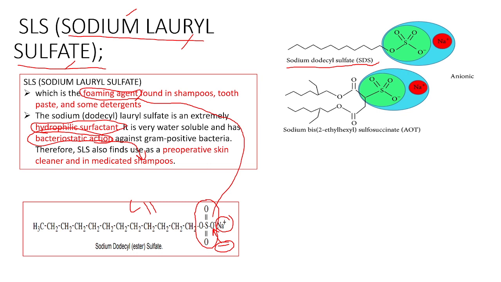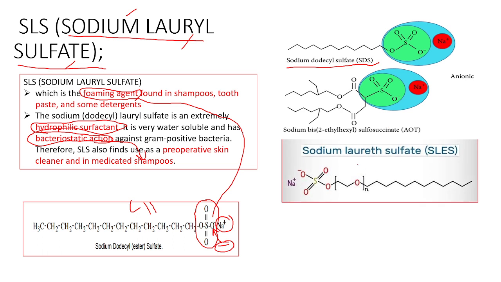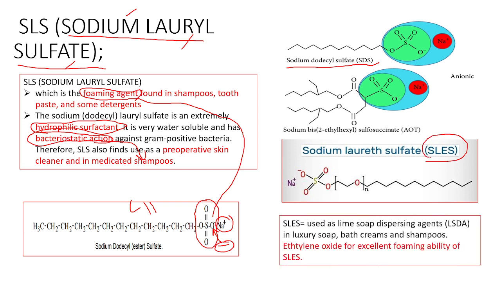Sodium dodecyl sulfate, sodium bisulfosuccinate. Next one is sodium laureth sulfate, SLES. What is the difference between SLS and SLES? Nothing but, see, SLES, sodium laureth sulfate, contains an ethylene oxide group.